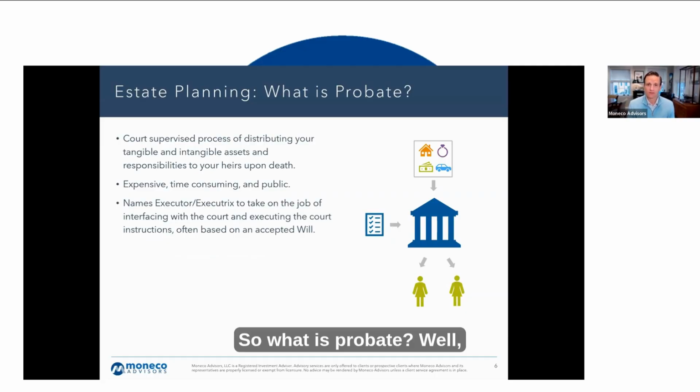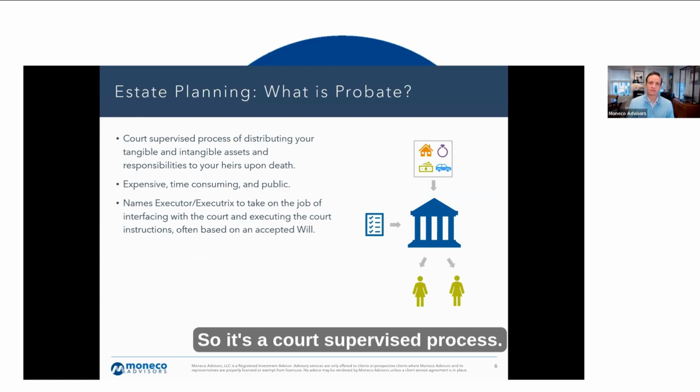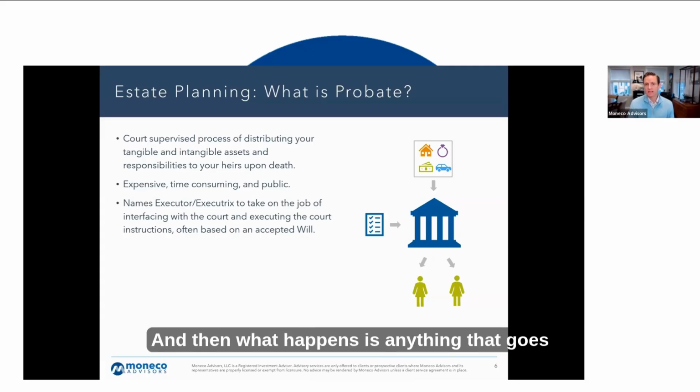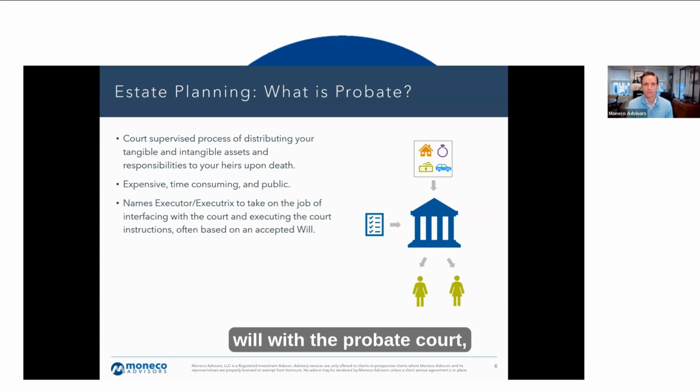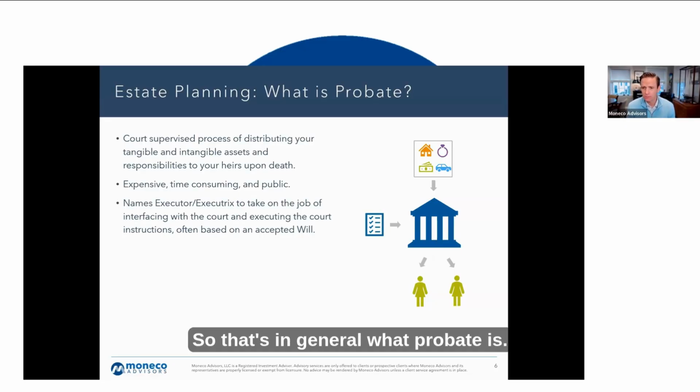So what is probate? Well, probate is a court-supervised process to distribute all of your stuff, right? And also talk about who's going to take some of your responsibilities, whether it be kids, right? So it's a court-supervised process. That's what probate is. You have probate judges, you have probate court. And then what happens is anything that goes through probate, the court will see if there's a will on file. It needs to be an original will, needs to be up to date. But if there's a will on file, or you file a will with the probate court, that's a guiding document that the court will look at to make decisions on how to distribute assets. So that's in general what probate is.